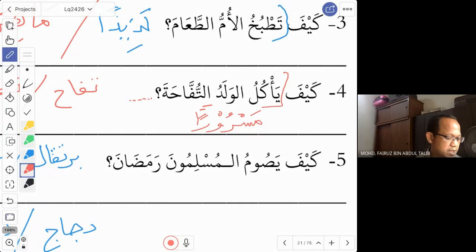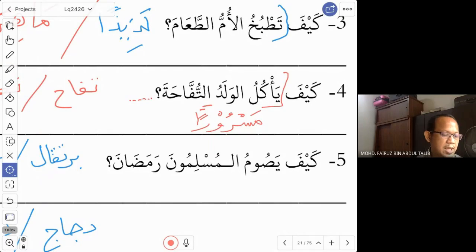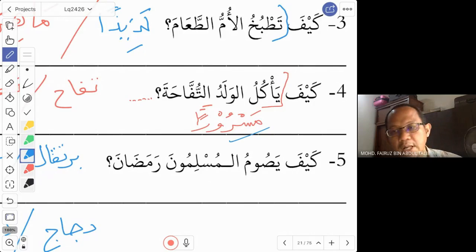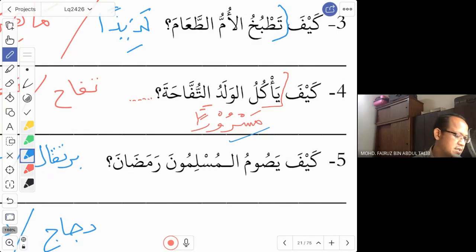So we check the word masrur. Masrur is muzakkar, and walad is muzakkar. Masrur is mufrad and walad is mufrad. So the word masrur is sahih. Good. Ya'kulul waladu tufahata masruran. Or ya'kulu sa'idan, and so on. This is hal for jumlah raqam arba. The easiest is of course hal for the fa'il. For hal for maf'ul, you need to choose the word correctly.